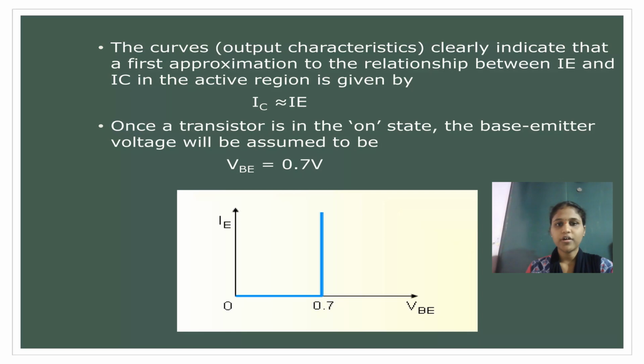The current curves of the output characteristics clearly indicate that a first approximation to the relationship between IE and IC in the active region is given by IC ≈ IE. Once a transistor is in the on state, the base emitter voltage will be assumed to be VBE equals 0.7 volts.